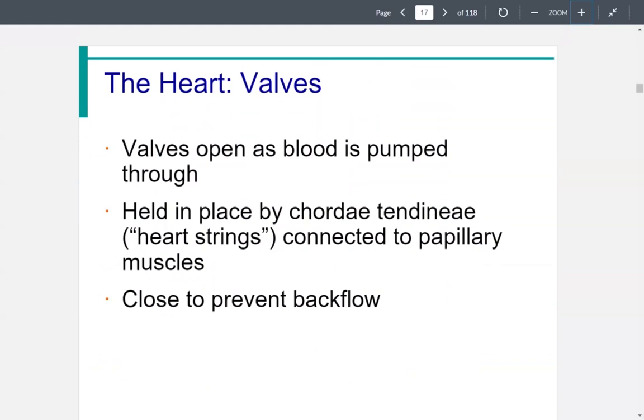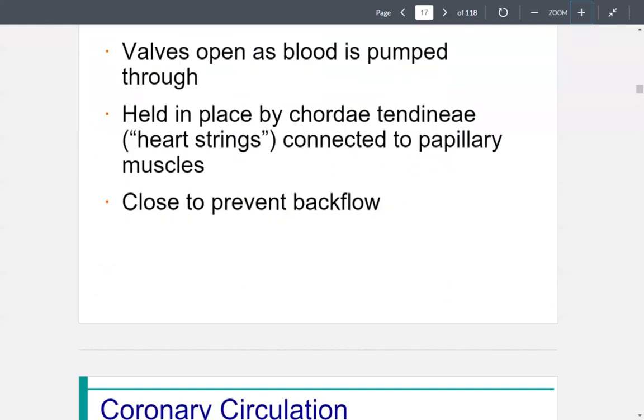In this particular class, we're not going to get into too much detail about that, but when you take your physiology class, we will be diving deep into those pressures. We'll talk a lot about them. So these valves are going to open as the pressures change and blood is pumped through them, so from the atria into the ventricles or from the ventricles into the major artery on the other side, depending if we're talking about the AV valves or semilunar valves.